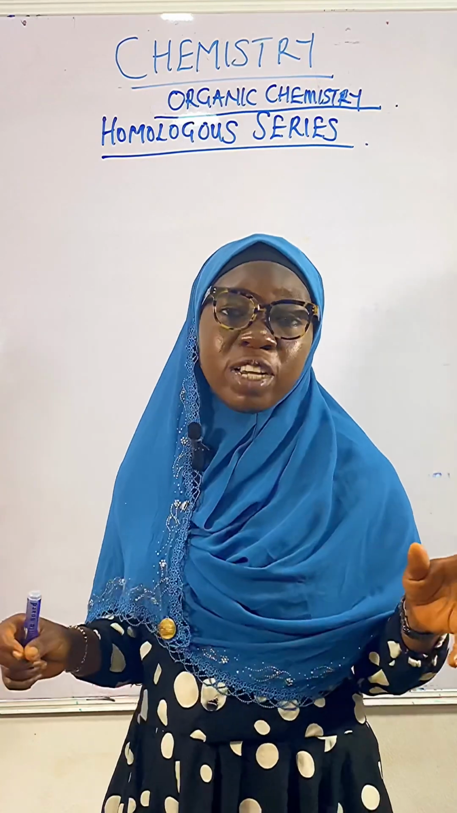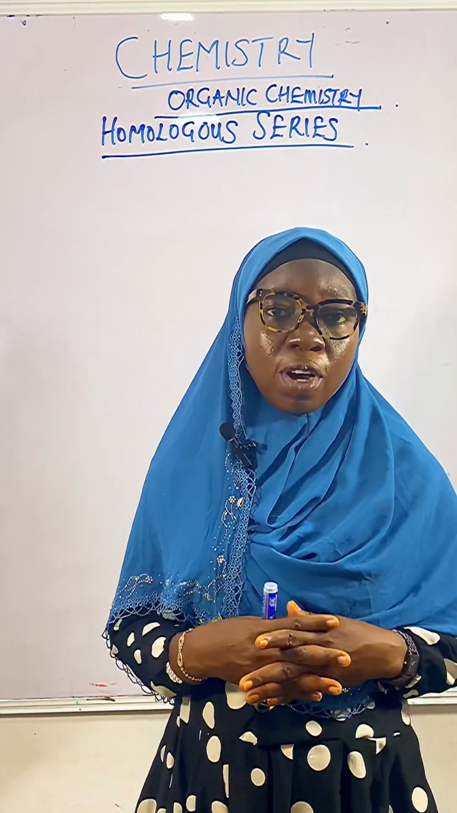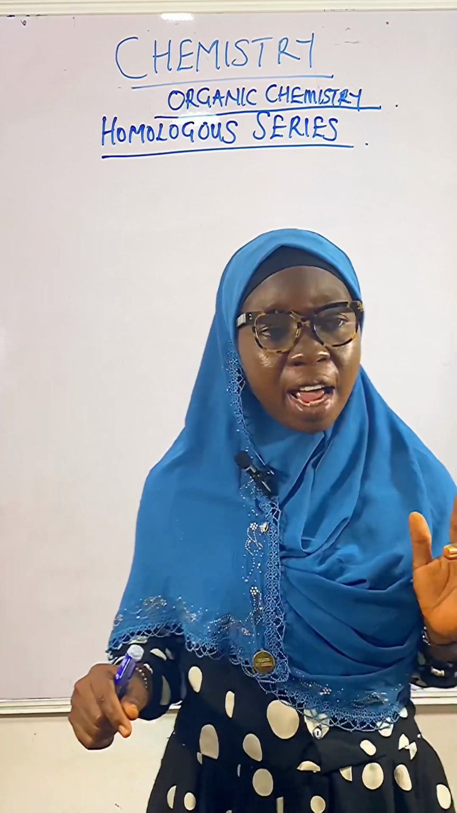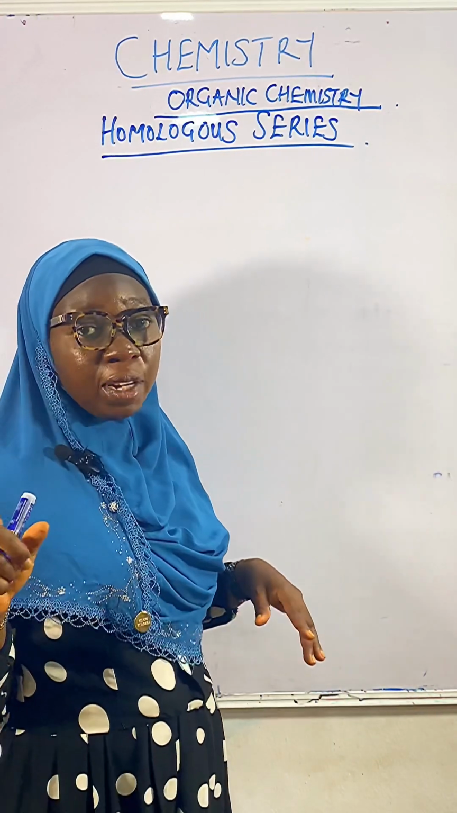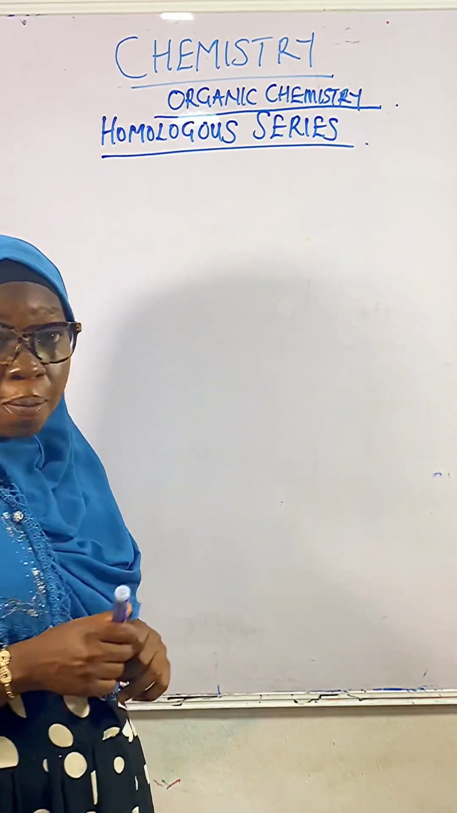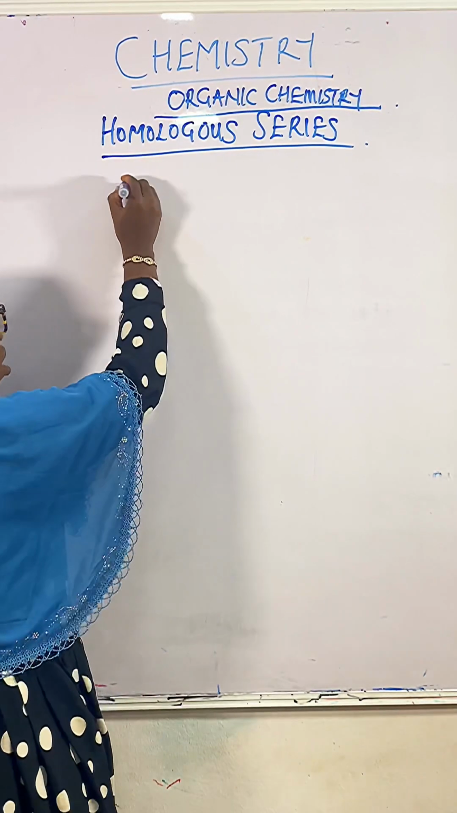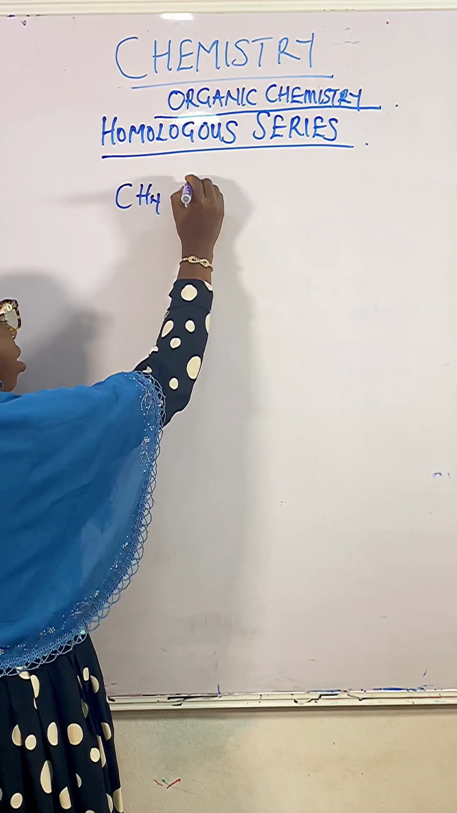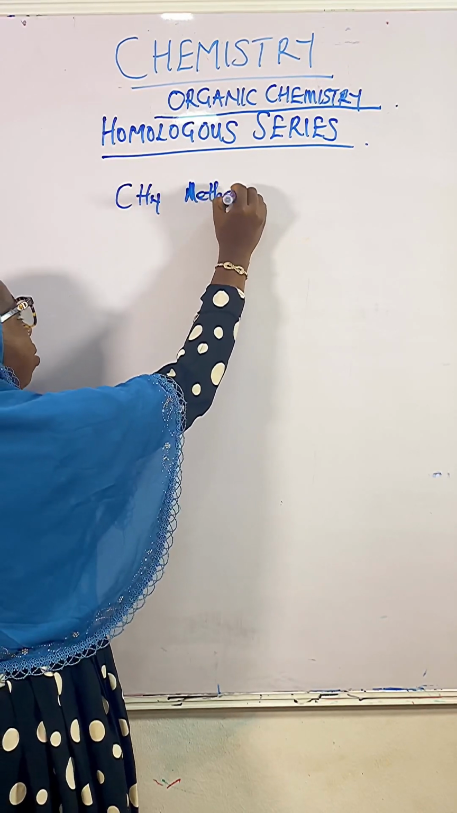Let's quickly refresh our memory on the members of alkane. Remember, I said an alkane that has one carbon atom is called what? It derives its name from meth and it's called methane. Then we have what we call CH4, right? That is methane. The next one is what?